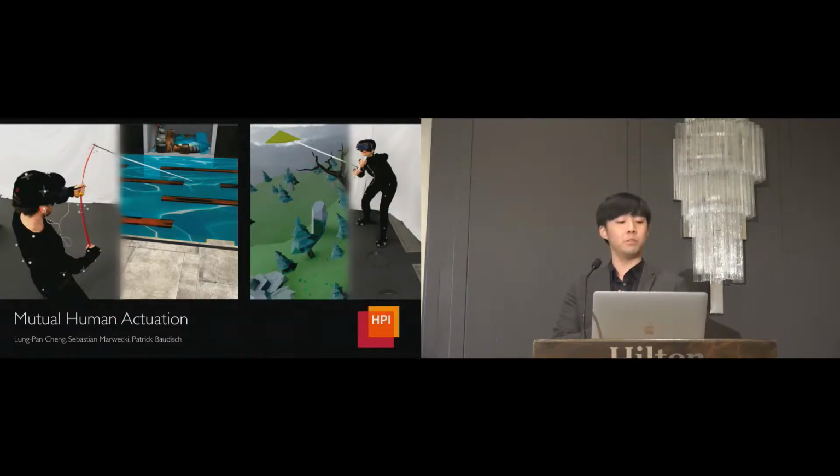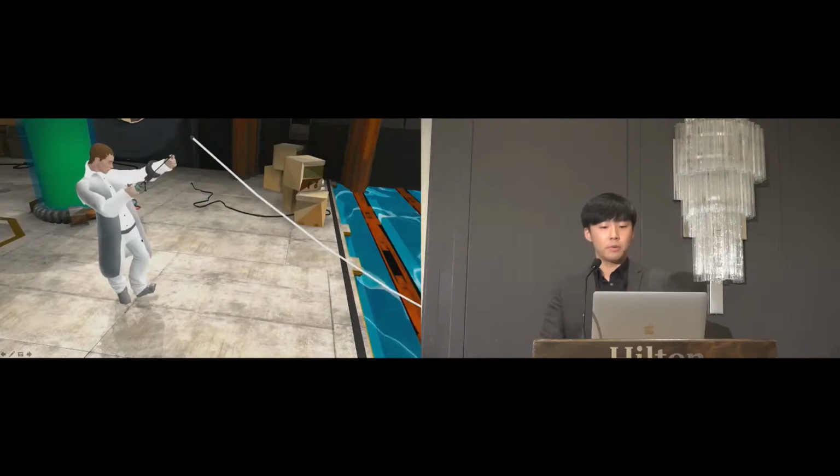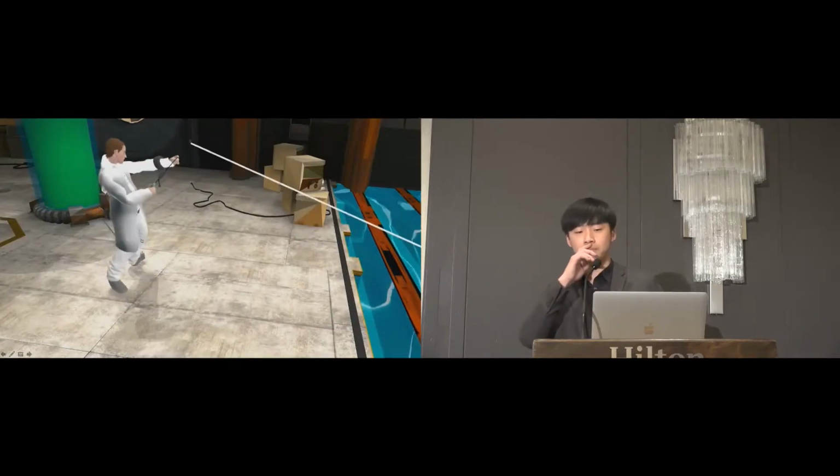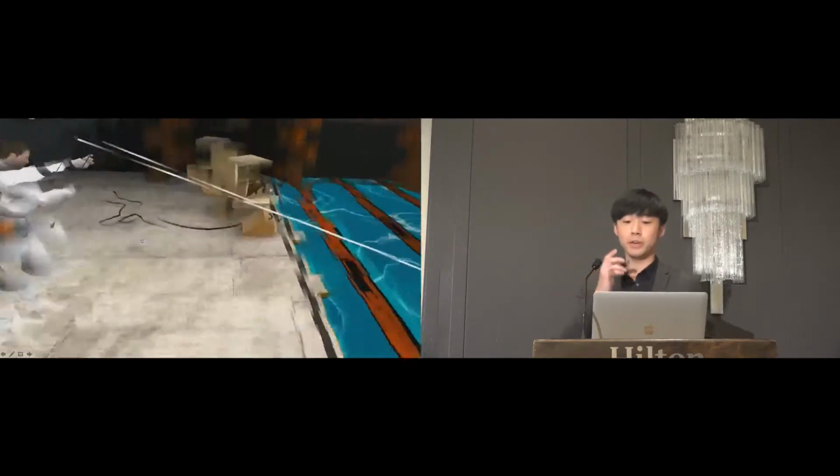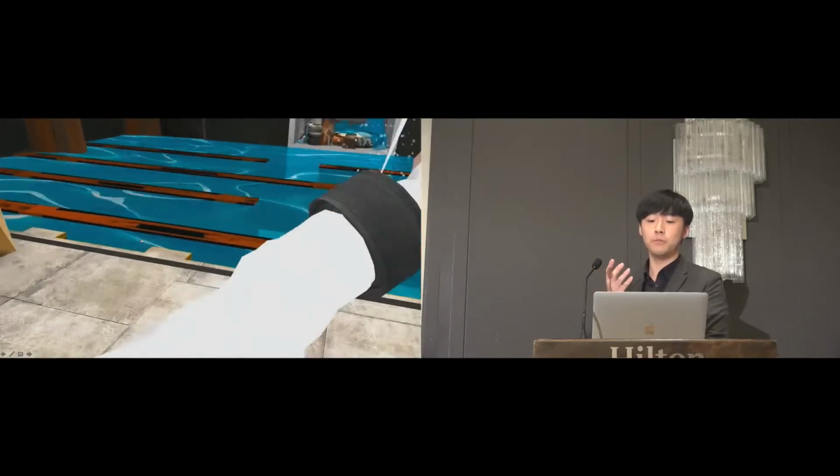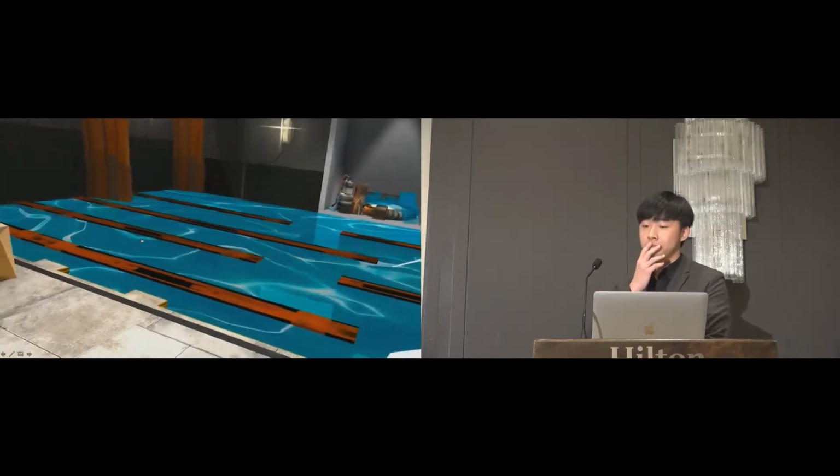And hi, everyone. I'm Long Pan from Hasso-Plattner Institute. And today I'm going to talk about mutual human actuation. Right, let's start with this example. So this player is having a fully immersive fishing experience in virtual reality.